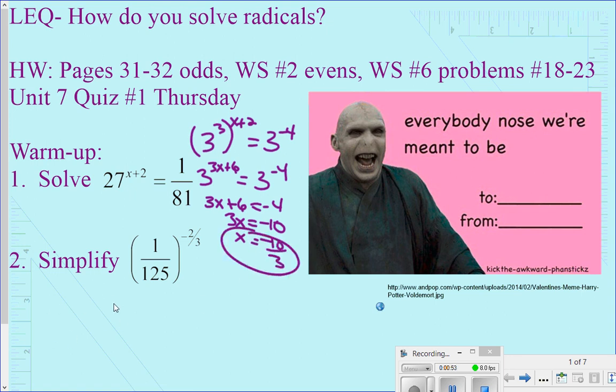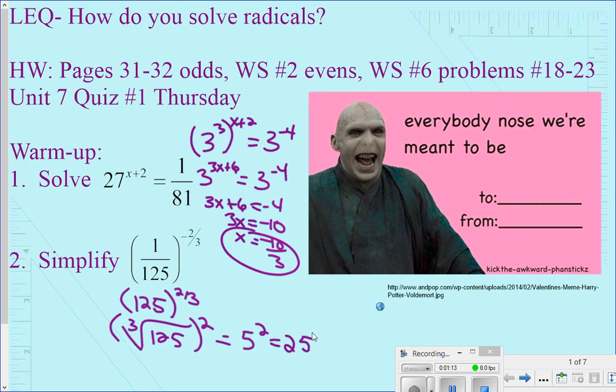Number 2, so get rid of the negative exponent first by the reciprocal of the base. So that's 125 over 1, which is just 125. So that's to the 2/3 power. So then get rid of the 2/3 by making it the cubed root of 125 and then squaring that. And the cubed root of 125 is 5, and 5 squared is 25. So that's my answer.